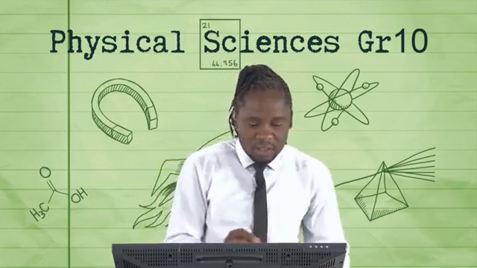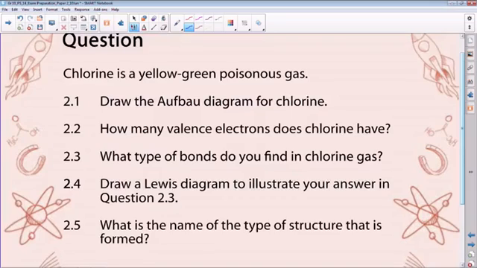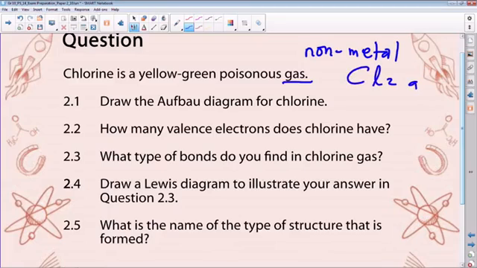The question reads, chlorine is a yellow-green poisonous gas. So chlorine exists as a gas, and we know it's a non-metal in terms of classification. We know that chlorine is also diatomic. So it means it consists of two atoms of the same kind chemically bonded together. So this is a molecule of an element because these are atoms of the same kind. Right, let's look at the first question.